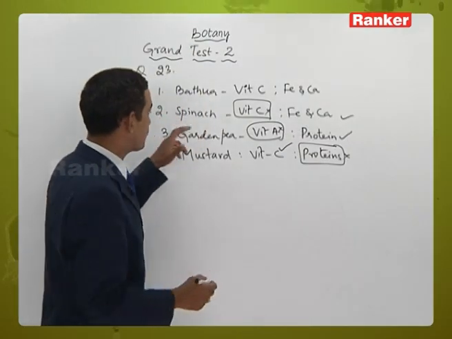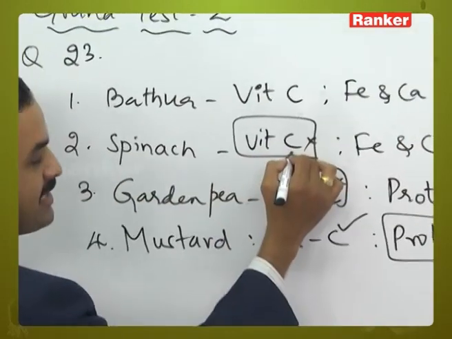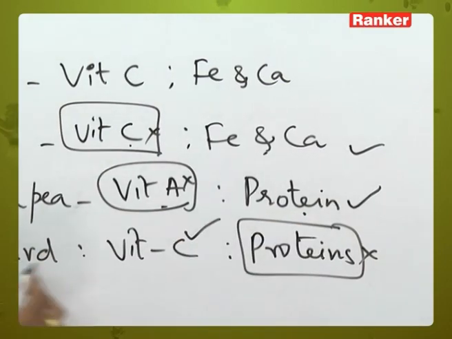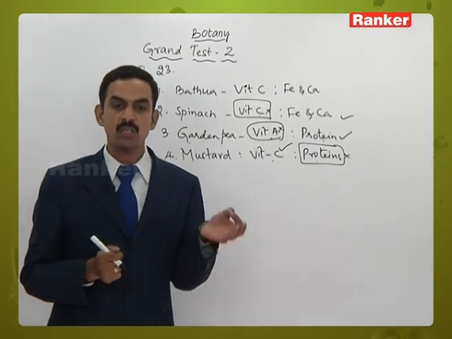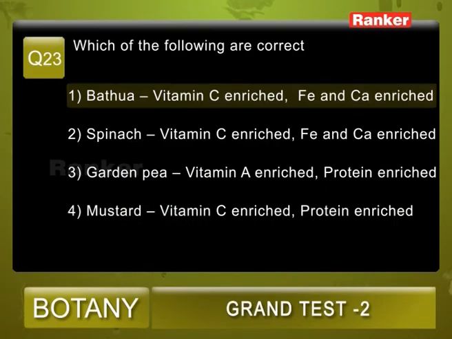So from the given options we can say Bathua, both the characters are correct. Spinach, this is incorrect, this is correct. Garden pea, this is incorrect, this is correct. Mustard, this is correct, this is incorrect. So both the combinations are correct related to the Bathua plant. So question number 23, the correct answer is 1.